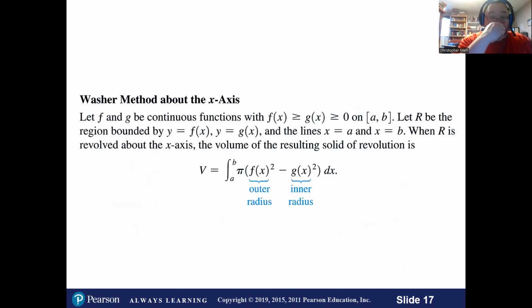Okay, all right. So the washer method rolled up like so. f and g are continuous functions with f of x greater than or equal to g of x greater than or equal to 0 on [a, b], like our picture here that we showed. R is the region bounded by y equals f of x, y equals g of x, and the lines x equals a and x equals b. If we revolve that region about the x-axis, the volume of the resulting solid of revolution is the integral from a to b of pi times the quantity f of x squared minus g of x squared dx.